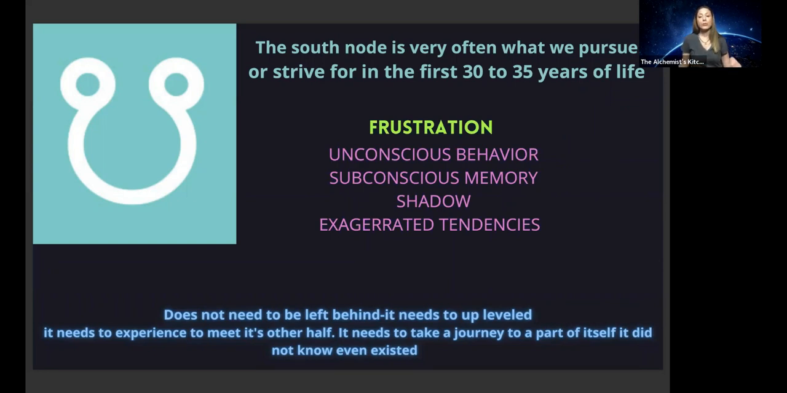But there is a reason to be in that frustration. There is a reason to live in that South Node, because that's part of the process. The South Node and the North Node, one is not better than the other. They are an experience that we need to get to ultimately where we're going. So experiencing that frustration, experiencing that tension is kind of what wakes us up in a sense. And that's because the South Node is unconscious behavior. It's subconscious memory. It's our shadow. It's exaggerated tendencies. And as I said before, it does not need to be left behind.